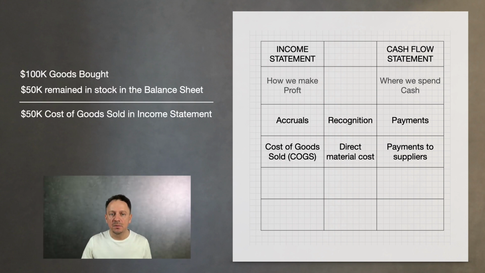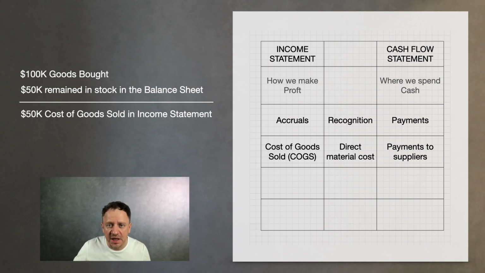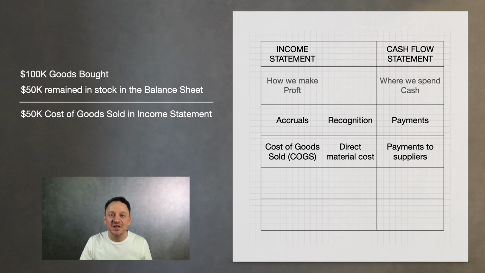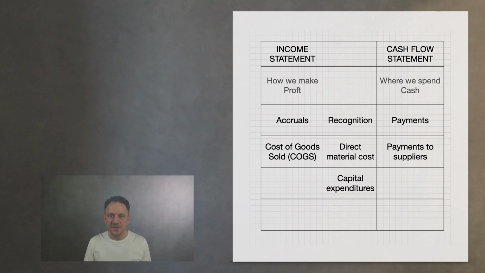For example, if we bought some funny stationery from a Chinese provider for 100k to sell through the Amazon marketplace, but half of it, 50k, still remained in stock on the balance sheet, then our cost of goods sold, the other 50k, goes to the income statement. So we calculate our margin profits for goods we sold, but not for goods we just bought and haven't sold yet. At the same time, in your cash flow statement, you should reflect all the cash you paid to your vendors. The third principle relates to capital expenditures.